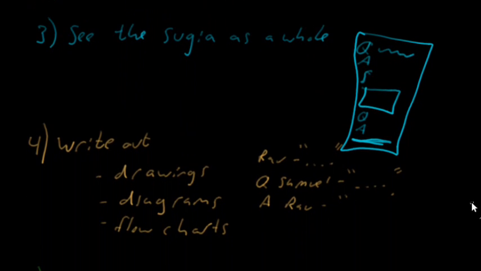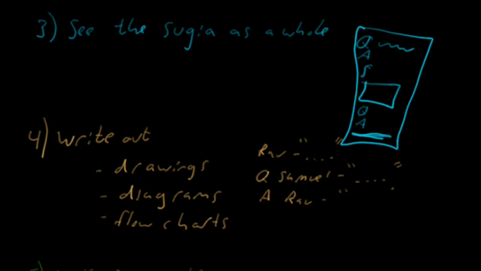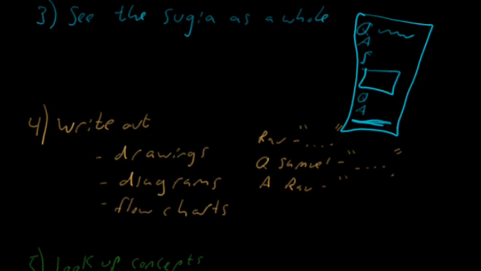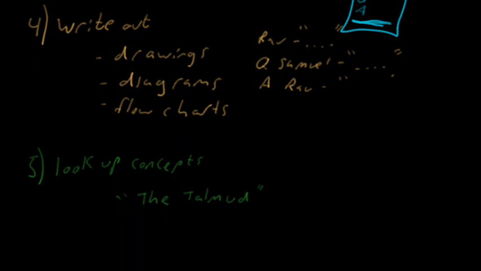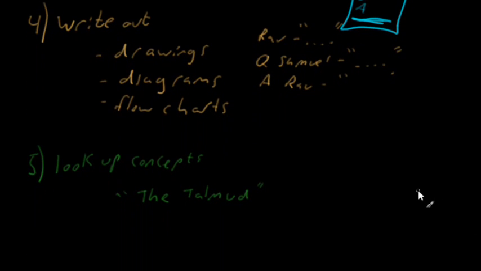Then write out this picture. You'll see, I have a question, I have an answer, there's a machlokas, I'm going to need this chart, I'm going to need that. How am I going to approach this sugya in a dynamic way? Okay, and then the last part is look up any concepts you see that are mentioned in the Gemara. And as we said, the Talmud by Rav Steinsaltz is an excellent resource for this, as is your Rebbe.